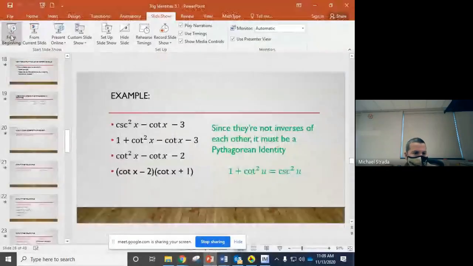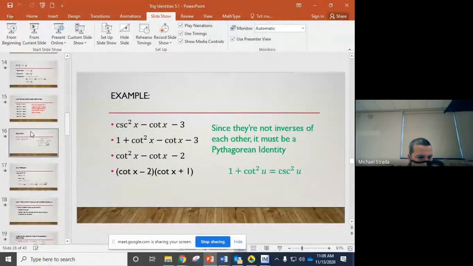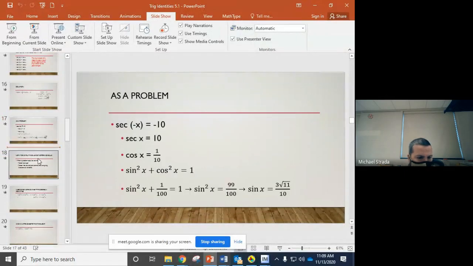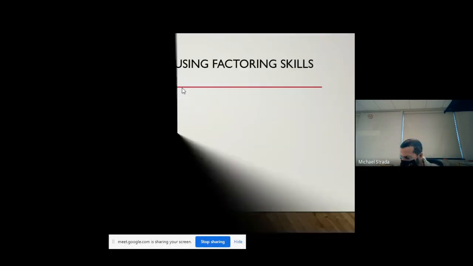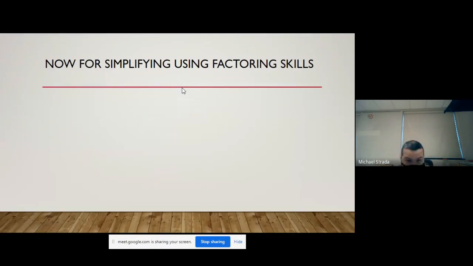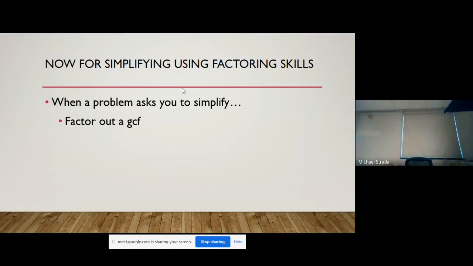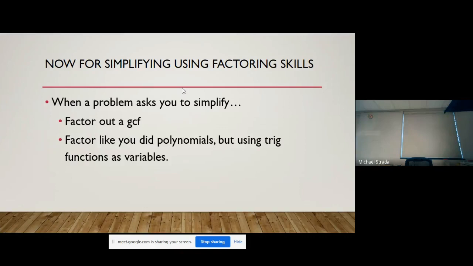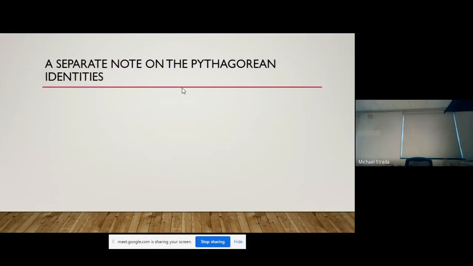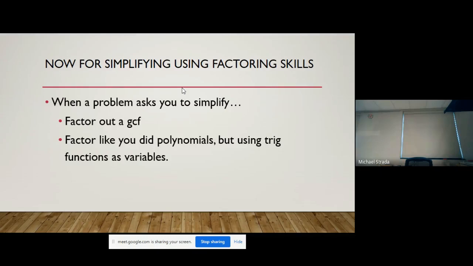All right, so this is what we're looking at next. Now for simplifying using factoring skills. When a problem asks you to simplify, number one, factor out GCF. Number two, factor like you did polynomials by using trig functions and variables.